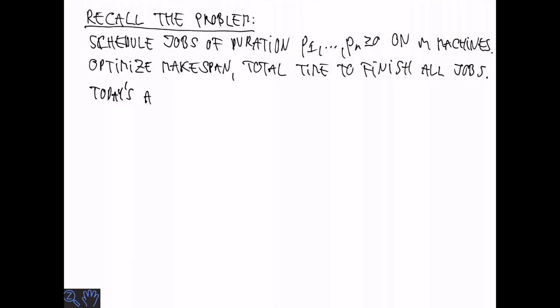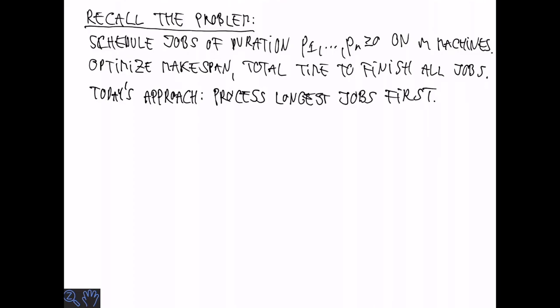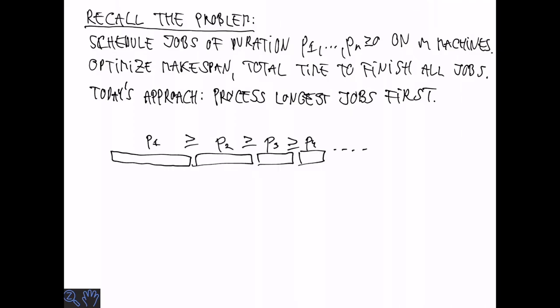Today, instead, we are going to look at a different approach, a greedy approach that works by processing the longest jobs first. Without loss of generality, we can assume that P1 is the longest, P2 the second longest, and so on.